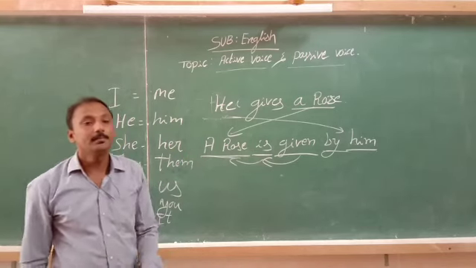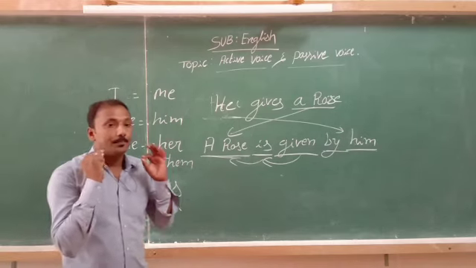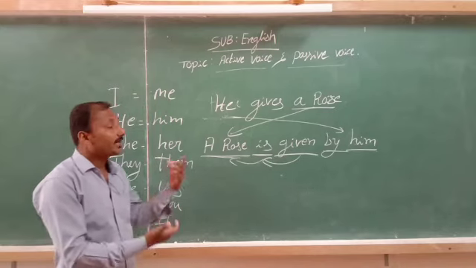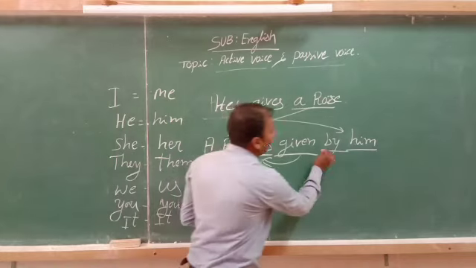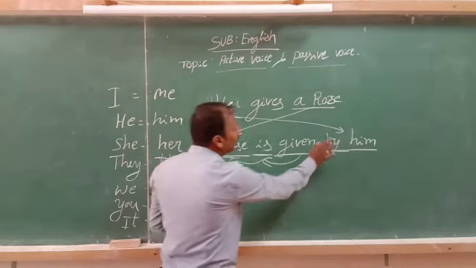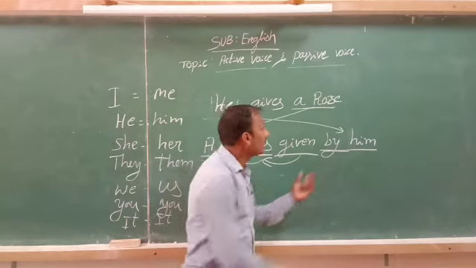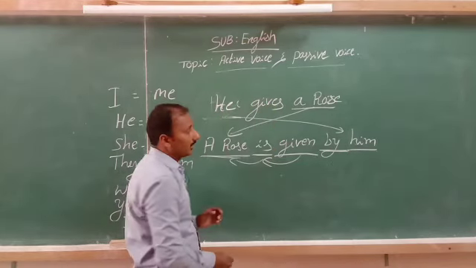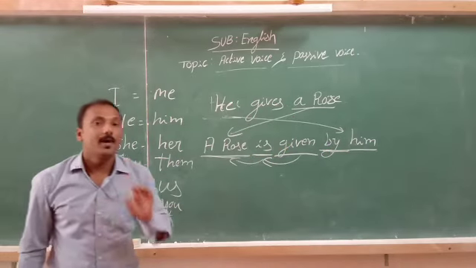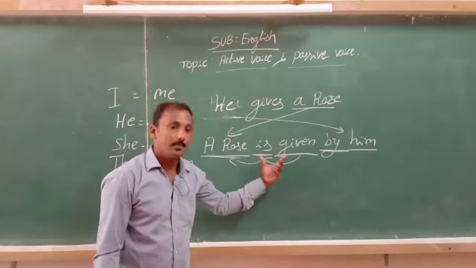Then we come to the last step, the preposition. The preposition by is generally used as the passive agent. As the passive agent, we use by with the object: by him. A rose is given by him. If we do not use by, it does not give the meaning: a rose is given him. That's why we use the preposition by as the agent with the object, by him. These are all the 5 easy steps of changing an active sentence into a passive sentence.